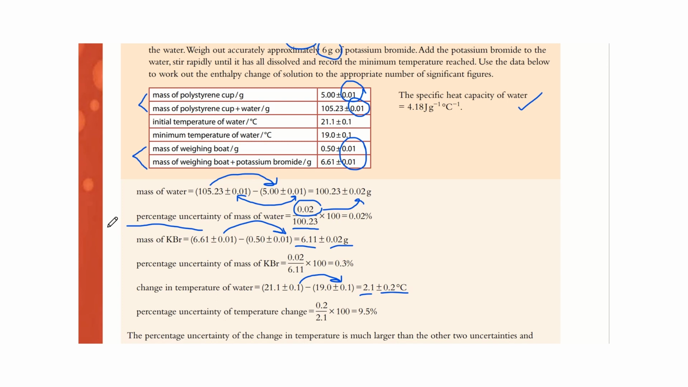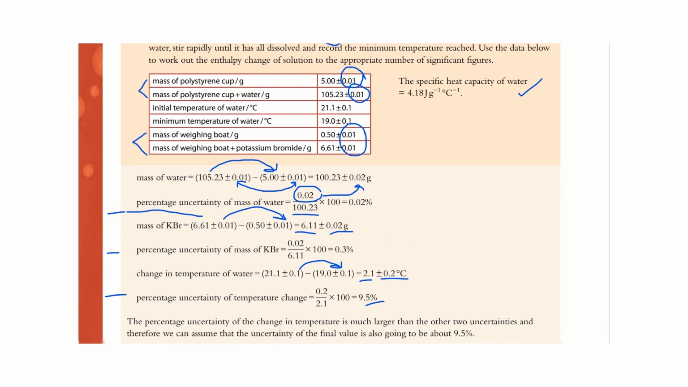So I've calculated 3 percentage uncertainties. The percentage uncertainty of the change in temperature is much larger than the other two uncertainties. So you can see that 9.5 is much bigger than 0.3 and 0.02. What does this mean?